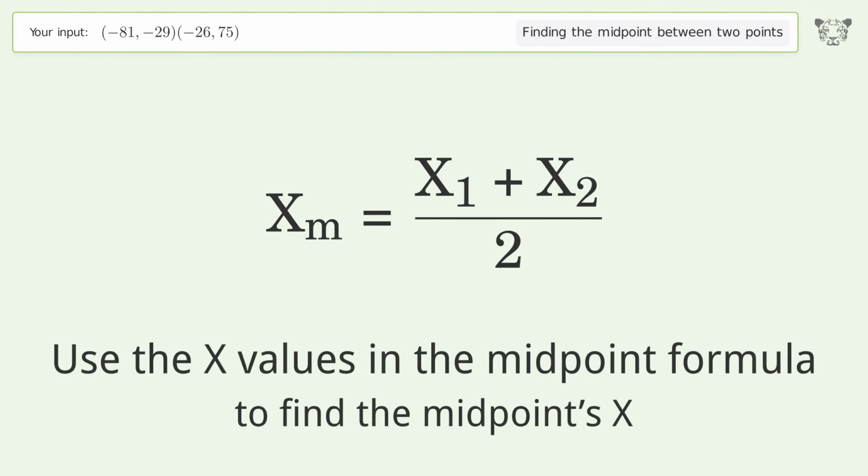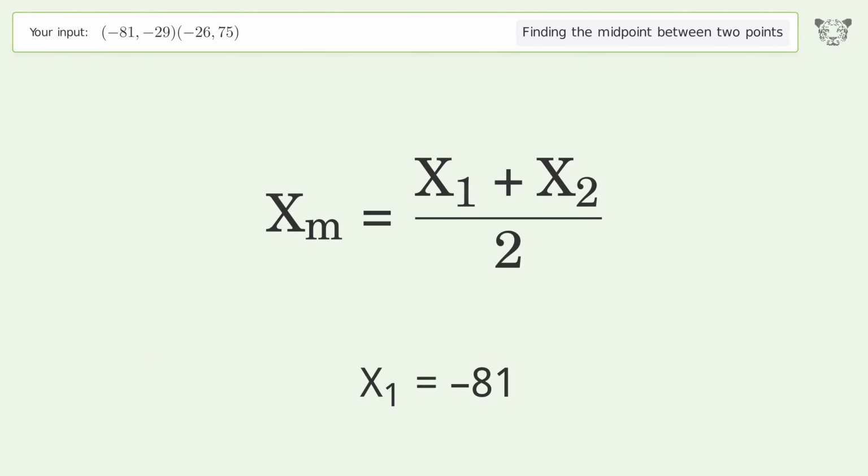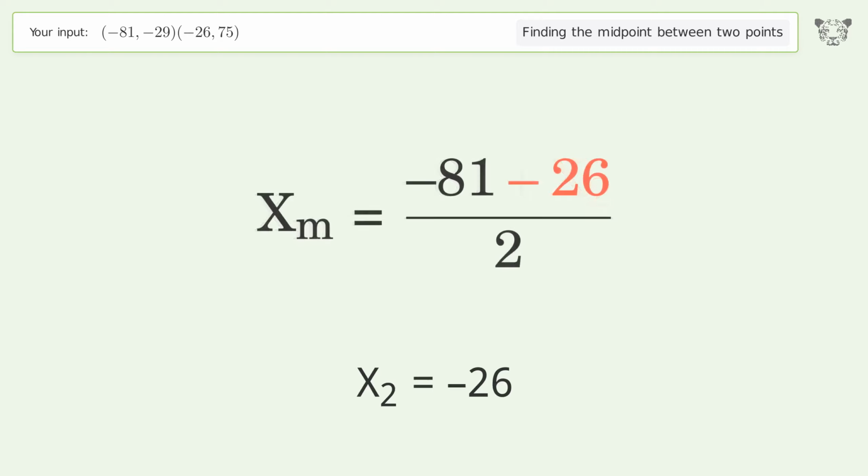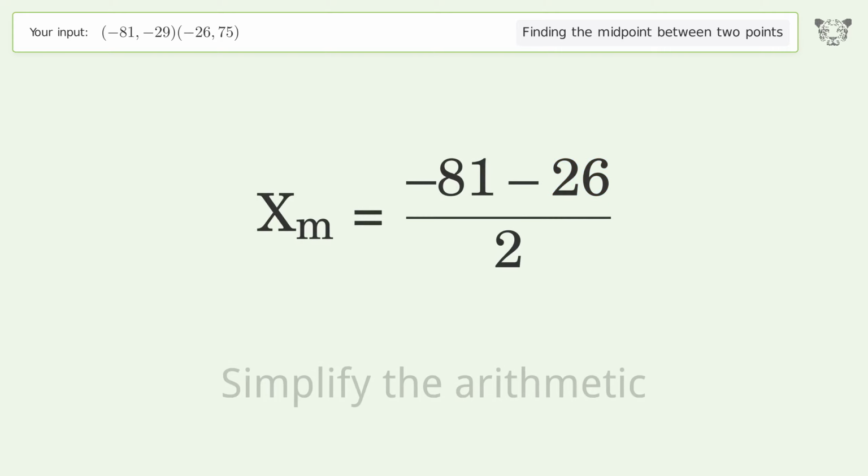Use the x values in the midpoint formula to find the midpoint's x. x1 equals negative 81. x2 equals negative 26. Simplify the arithmetic.